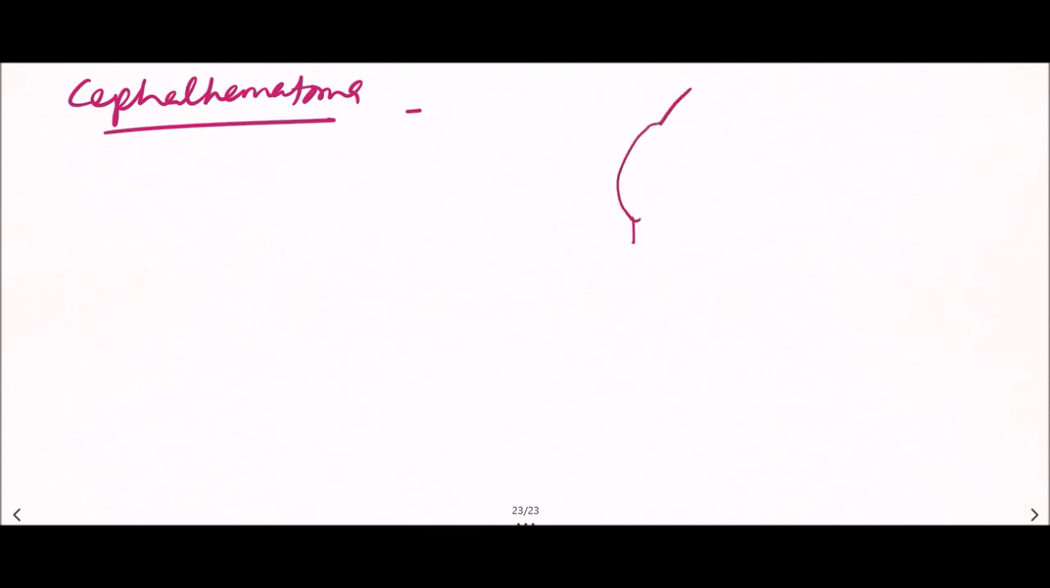Now the second is Cephalhematoma. Cephalhematoma is basically a localized accumulation of blood deep into the scalp. So this is the scalp. It is a localized collection of blood deep into the scalp between the periosteum and the bone surface. So suppose this is the periosteum and this is the bone surface. So there is a collection of blood over there.